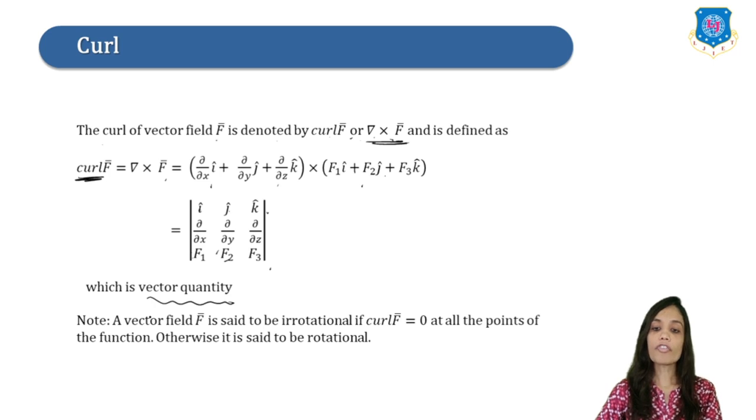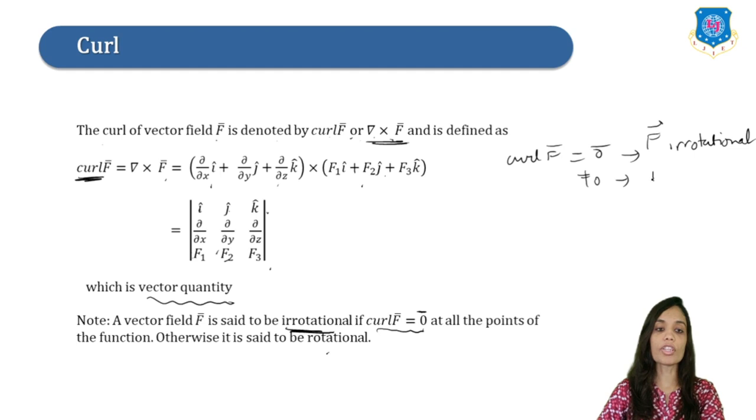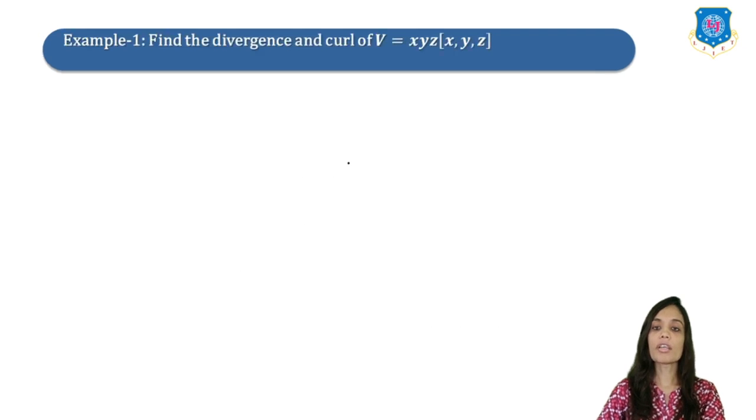Now if the curl of f bar is 0 bar, then we can say that the vector field f bar is irrotational at all points of the function. Otherwise it is said to be rotational. So what we have studied over here: if curl of f bar equals 0 bar, then the vector field f bar is irrotational, and if this is not equal to 0, then f bar is a rotational vector field. Okay, so now let us solve a few examples of curl.